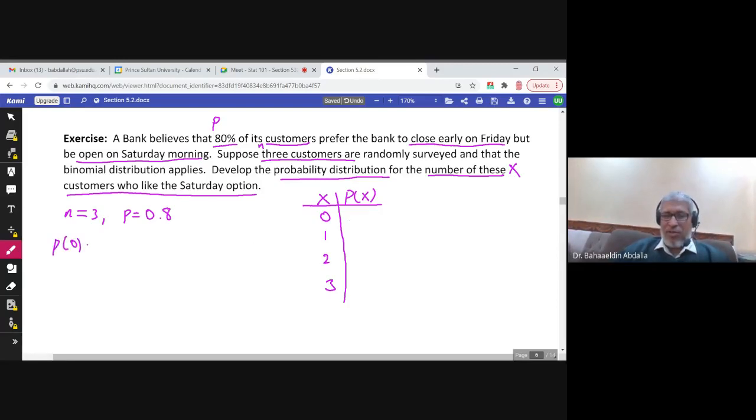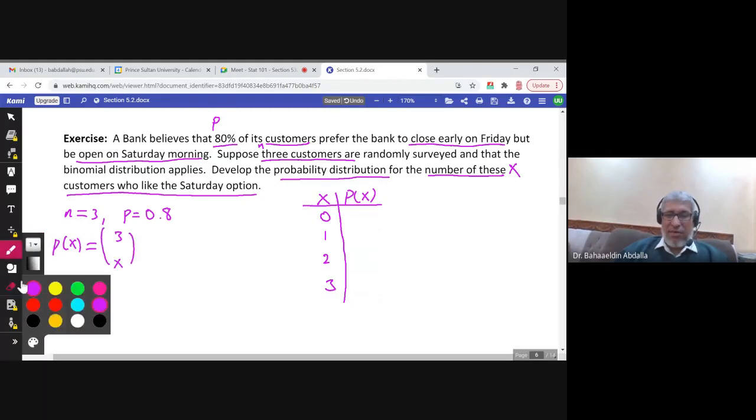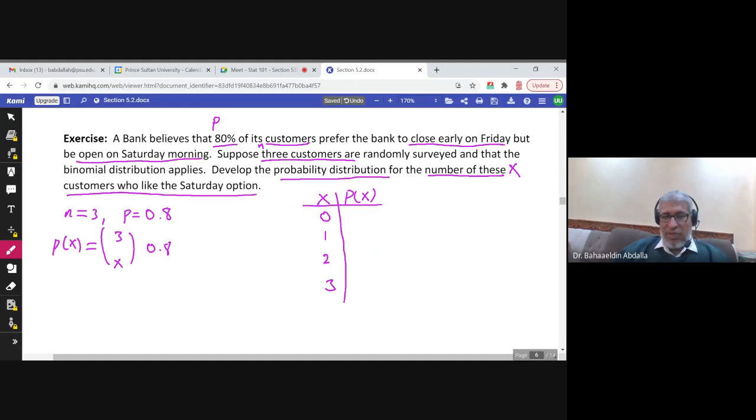For example, probability of 0. We can write the definition of probability of X in general. So probability of X would be N, which is 3, C X, times P, 0.8 to the power X, times 1 minus 0.8, 0.2, to the power 3 minus X. So this is the formula that I'm going to use to find all of these probabilities.